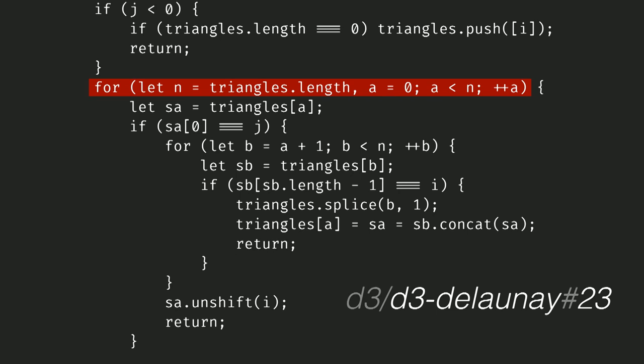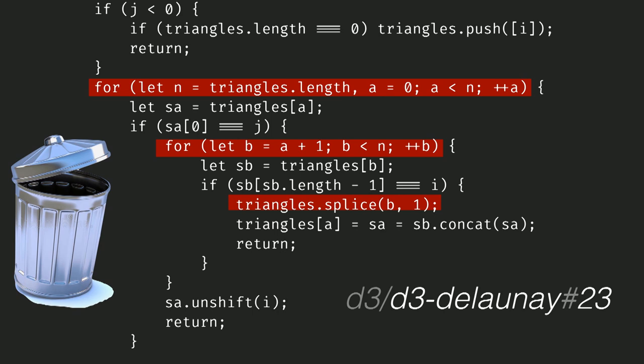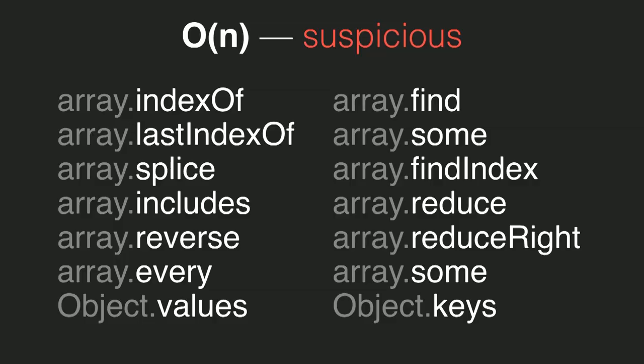I noticed one loop. This is suspicious. So I looked further and I noticed another loop inside, and that's already very slow. And then I looked further and I noticed splice, which is also a linear complexity operation, and that means you throw it out and you write it from scratch. And that's what I did, and it became many times faster. So you have to be suspicious anytime you use native array methods because they are linear complexity. Like indexOf, includes, splice, et cetera.